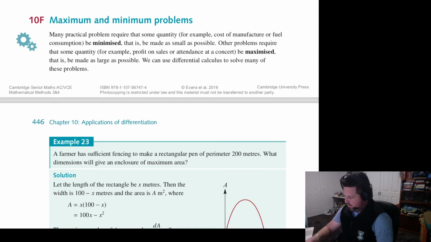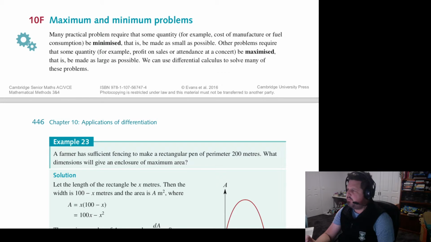Alrighty, welcome back to Maths Methods. So we're going to have a quick chat about some maximum and minimum problems. Often you'll be given real life examples that require things to either be maximized or minimized.